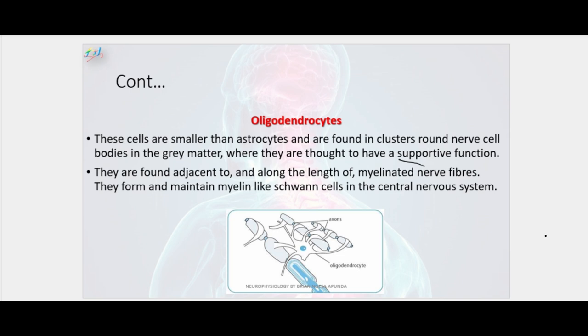No, it should not really be on the central nervous system. So they form and maintain myelin like cells in the peripheral nervous system. Maybe you just cancel this, right? Peripheral. So in the CNS, you have the oligodendrocytes. In the PNS, you have the Schwann cells.